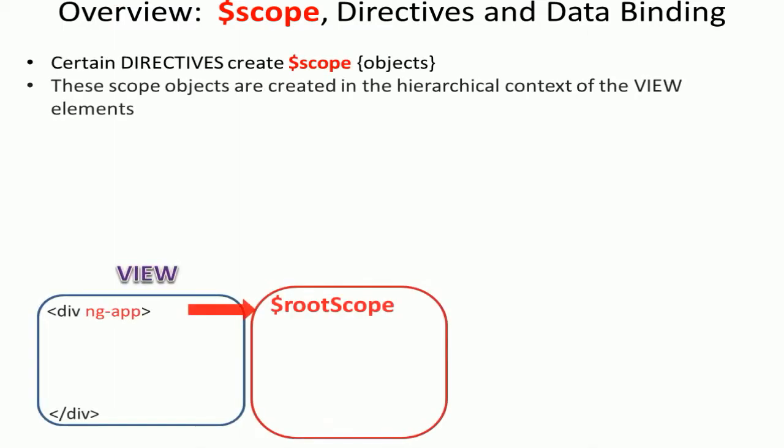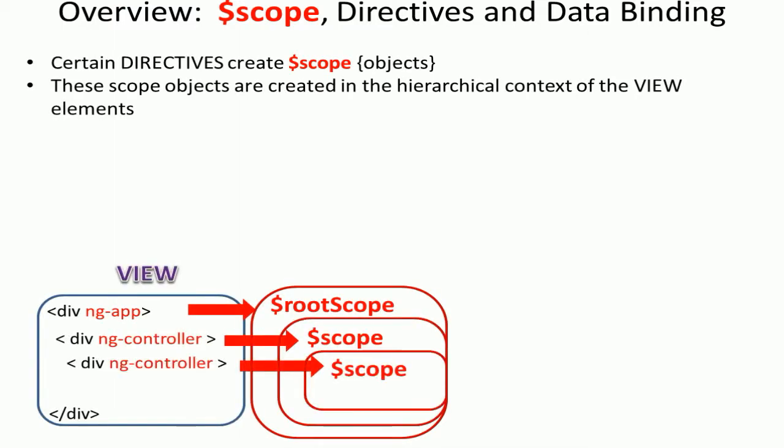To wrap up scope, directives, and data binding, let's quickly review. We now know that certain directives create scope objects, like ng-app and ng-controller. Certain directives bind to these scope objects, like ng-model. And some directives do both, create scope and bind to scope, like ng-repeat. These scope objects are created in the hierarchical context of the view elements.